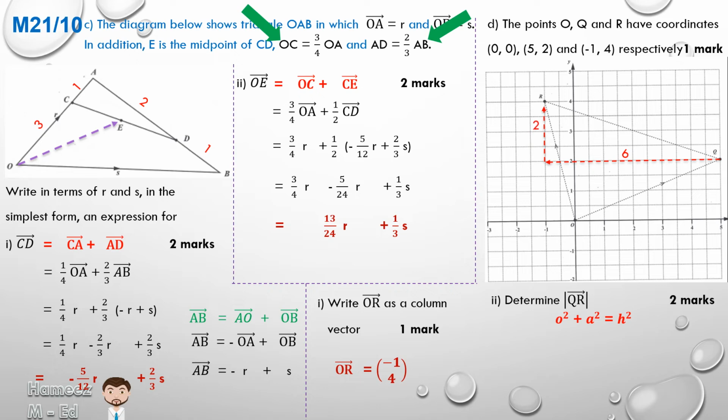So if we substitute, we get 6 squared plus 2 squared. 6 squared is 6 times 6, which is 36, 2 squared is 2 times 2, which is 4. So that will give us 40 is equal to H squared, or QR squared. So QR will be the square root of 40. And as you work it out, those units will be the actual magnitude or length of the vector QR.